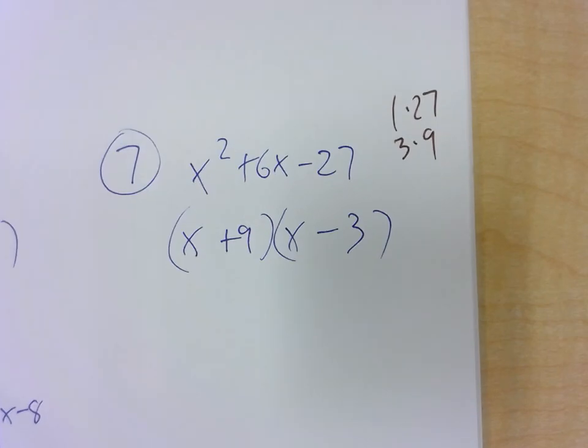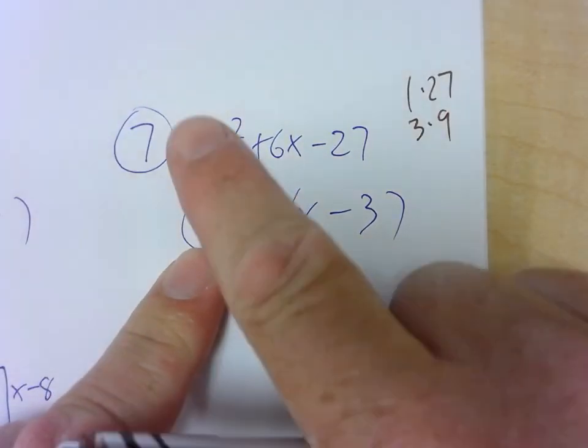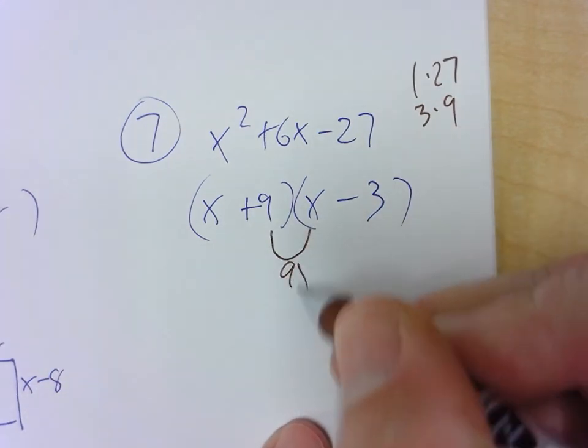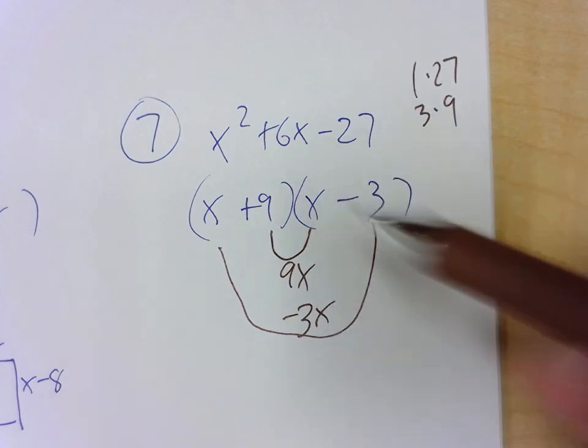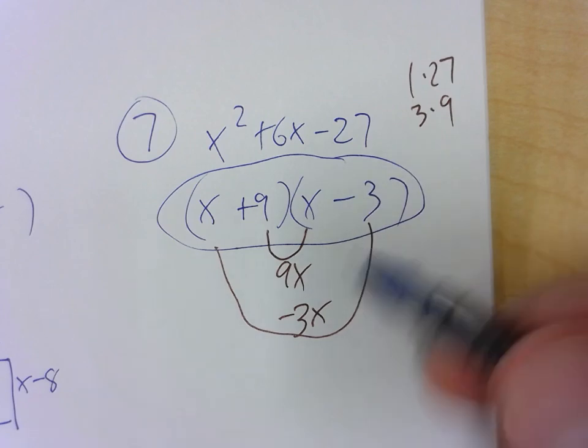So then we check our work. We know that this times this makes the front and this times this makes the back. It's all about the inside. So 9x and then negative 3x. You put these together and you get the 6x. All right, so the answer's here. The answer's not the checking, that's the answer.